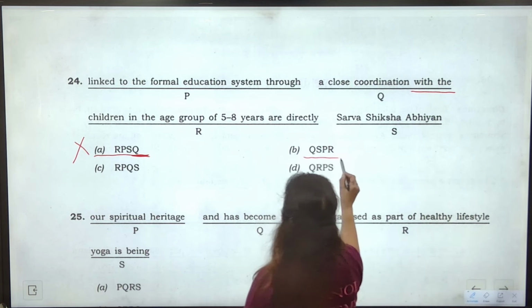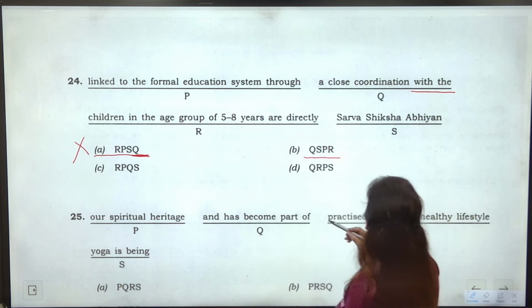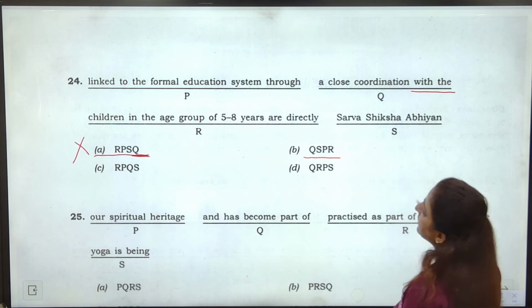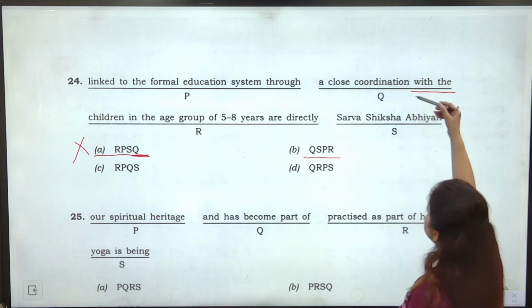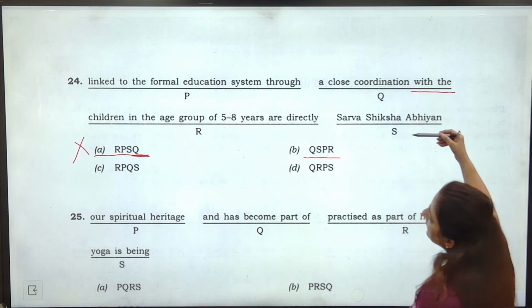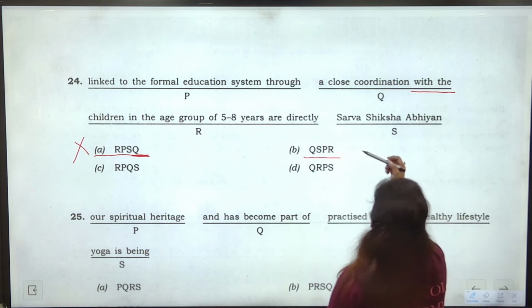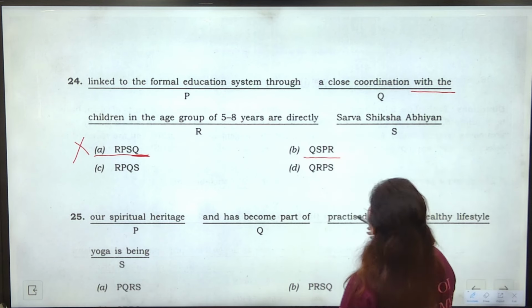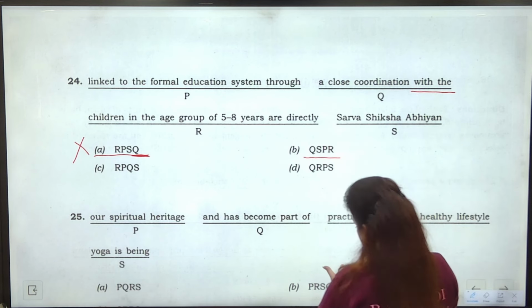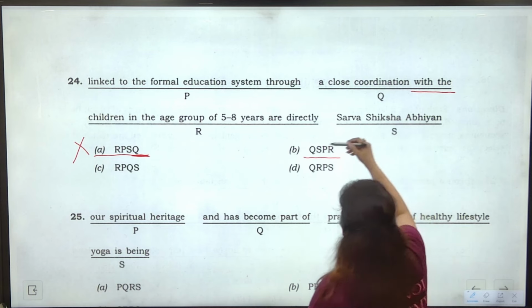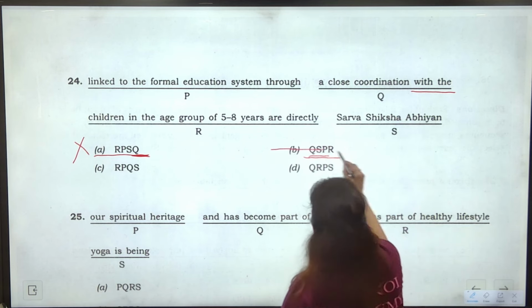Let's read QSPR. A close coordination with the Sarva Shiksha Abhiyan, ठीक है, linked to the formal education. Verb missing है यहाँ पे, so even this cannot be the answer. The verb is missing. QSP में verb ही नहीं आया.